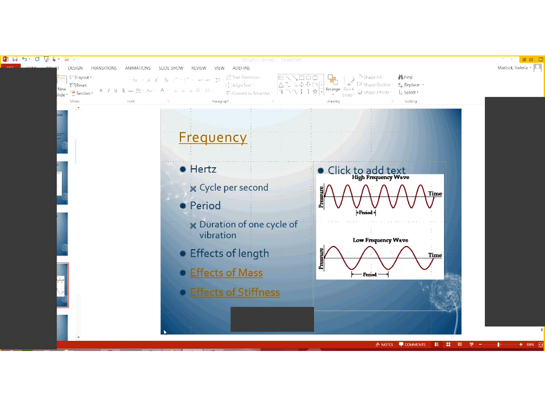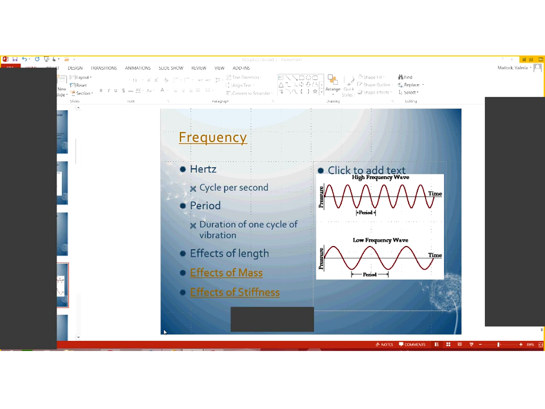So that is also an inverse relationship. Okay, so just think about anytime you want something to move slower, or move less, you usually apply more mass. Let's look at stiffness and a guitar.